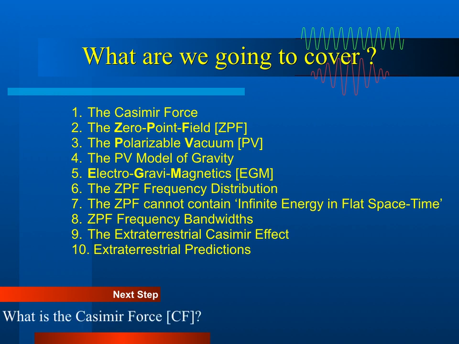Number 5, electrogravimagnetics. What is it and how can it be used? Number 6. The zero-point field frequency distribution. What is it and what major problem does it cause in physics? Number 7. The zero-point field cannot contain infinite energy in flat spacetime. This relates to the infinite energy in the vanishing volume problem.